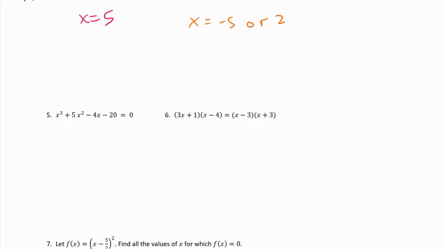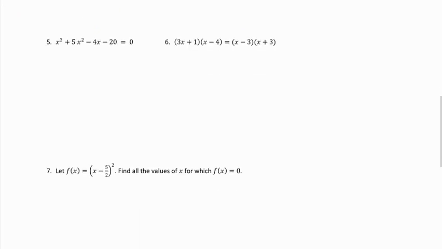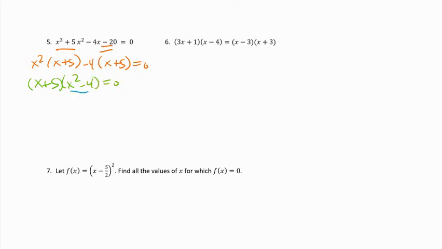Number 5. I got 4 terms, so I look at the first 2 together and the second 2 together. First 2 I can pull out an x squared, and I got x plus 5 minus 4 times x plus 5. Pull out the GCF of x plus 5. This factors as x plus 2, x minus 2. So x could equal a negative 5 or a plus or minus 2.